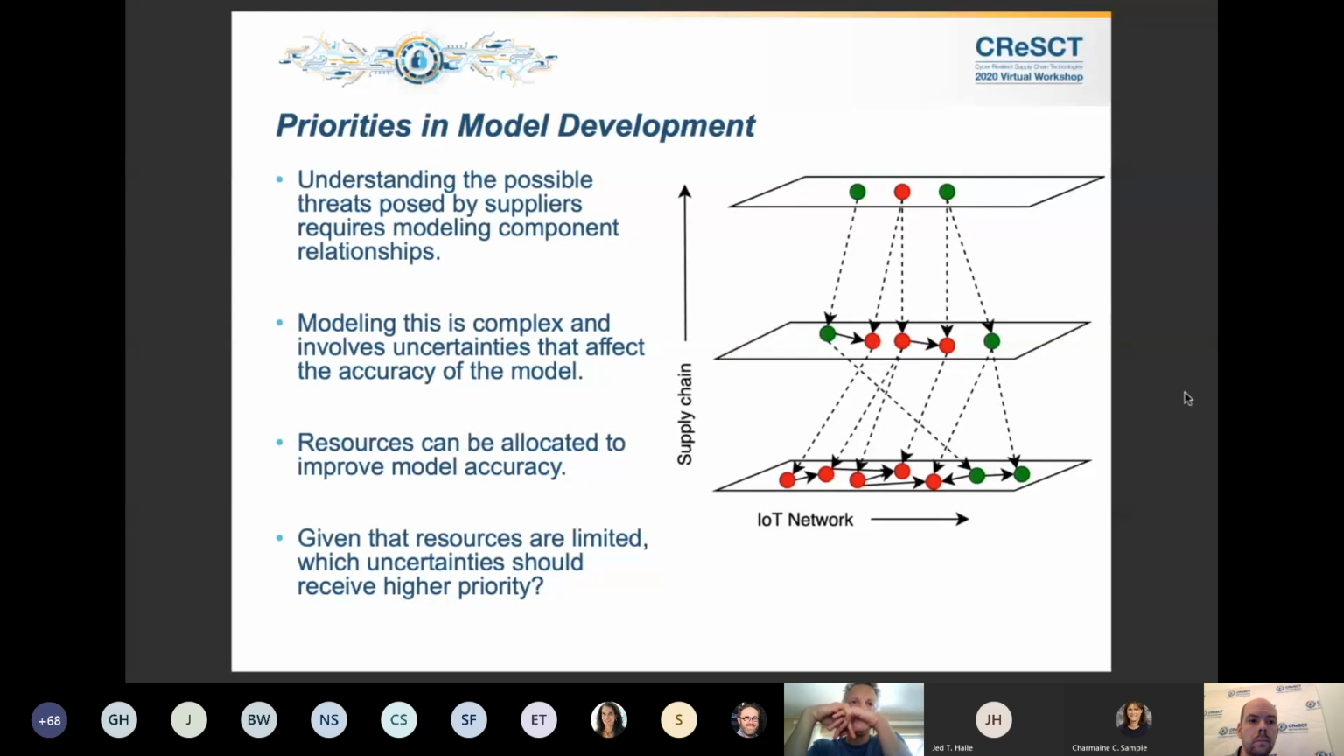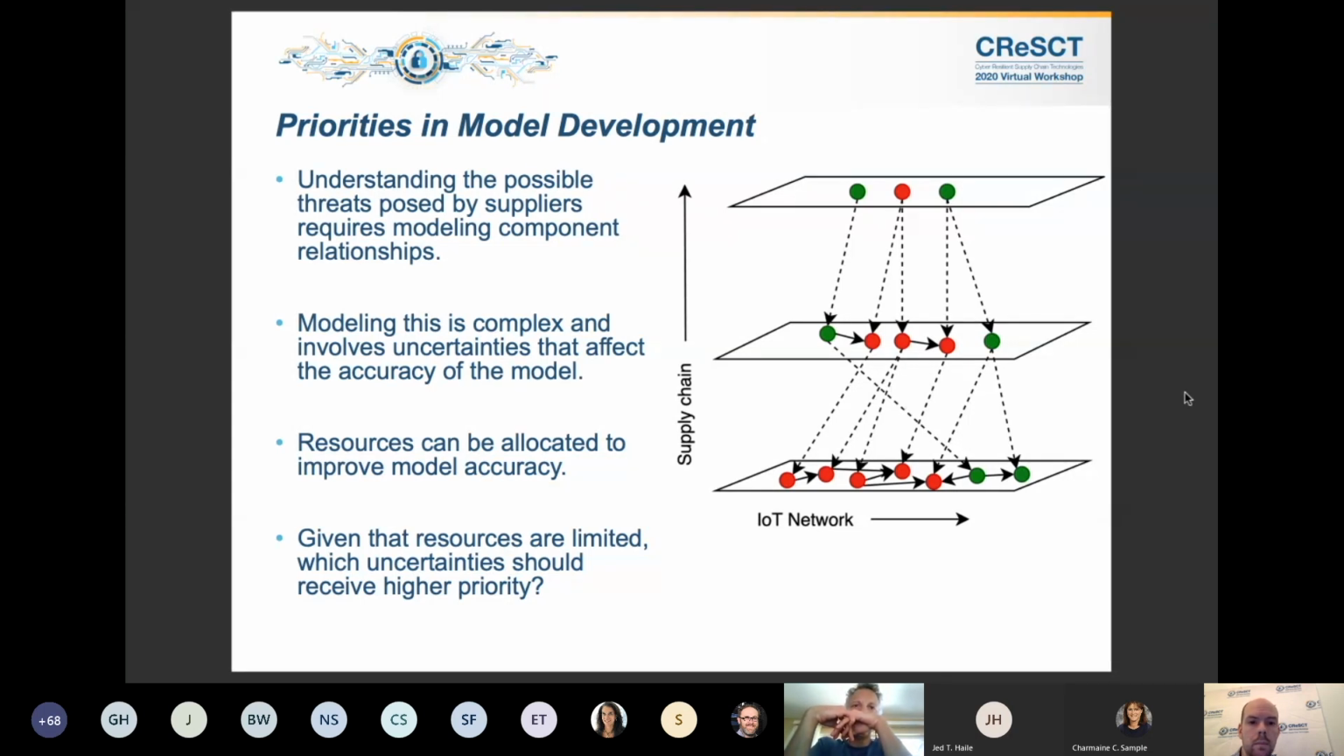Our topic considers priorities in model development. So understanding the possible threats posed by suppliers requires modeling component relationships. Modeling this is complex and involves uncertainties that will affect the accuracy of the model. In general, we can allocate resources to improve the accuracy, but those resources will always be limited. So which kinds of uncertainties should be given the highest priority?